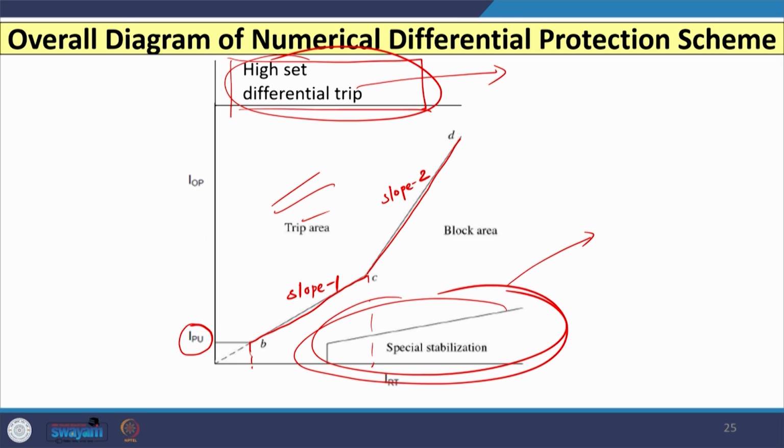So, in this lecture we started our discussion with two important problems, one is the overexcitation condition and second is the magnetic inrush condition. Then we discussed that if we wish to avoid the overexcitation condition, then we need to track or use the fifth harmonic content available in the operating current, and if I wish to detect a magnetizing inrush condition, then I have to go for the second harmonic content in the operating current.